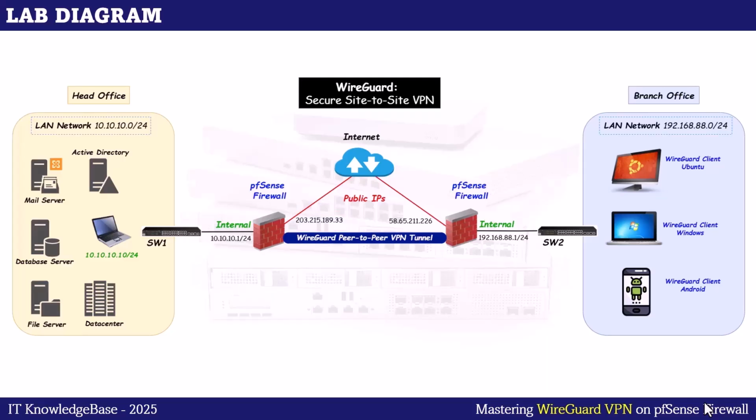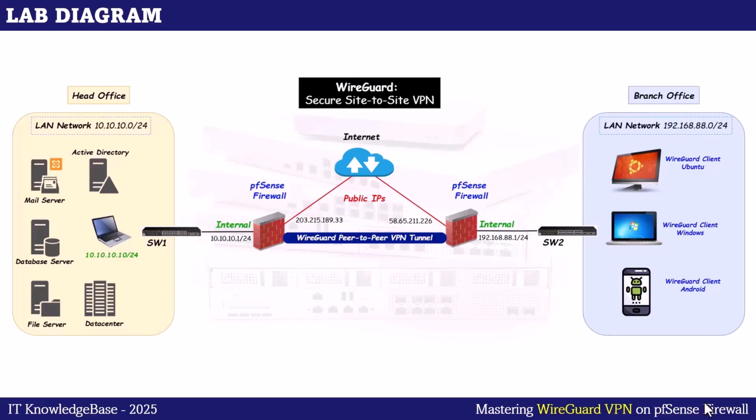Similarly, at our branch office side, the pfSense firewall is also configured with 2 interfaces. This is a very simple configuration to demonstrate and establish the site-to-site VPN tunnel. In branch office pfSense firewall, LAN side IP address is 192.168.88.1/24 subnet, and on external interface IP address is 58.65.211.226 is assigned and it's provided by my ISP.